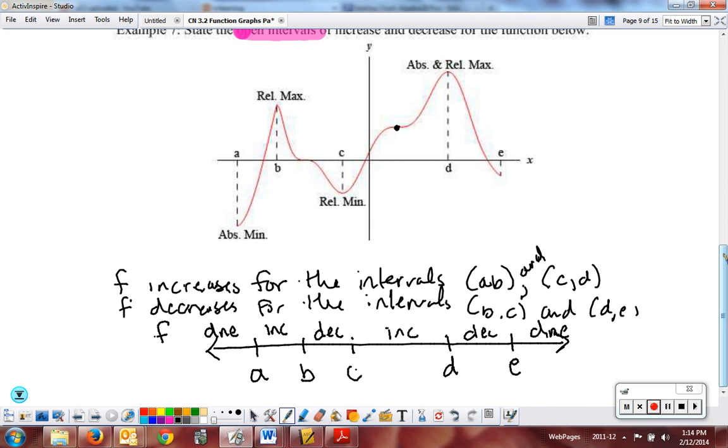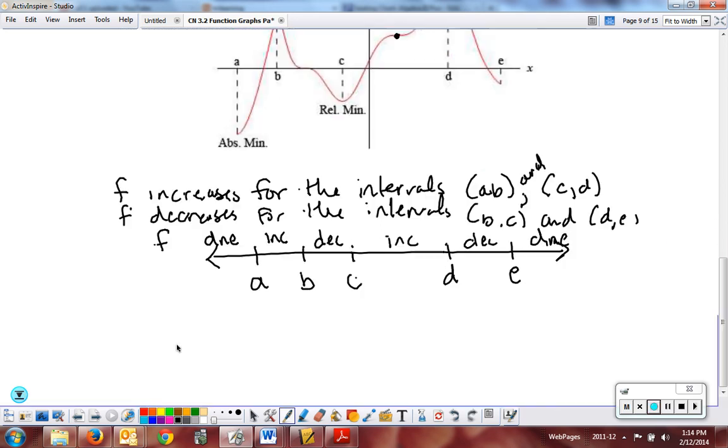If I then wanted to classify, let's take a look at what's happening at these locations. What must be happening at x equal to A? Do I know anything about this, because it's D and E and then increase? Not really sure I know much. What's its only choice? It's an endpoint. What's the only thing an endpoint can be in terms of extrema? Absolute. And since it increased after that, the only thing that this could be is an absolute min.